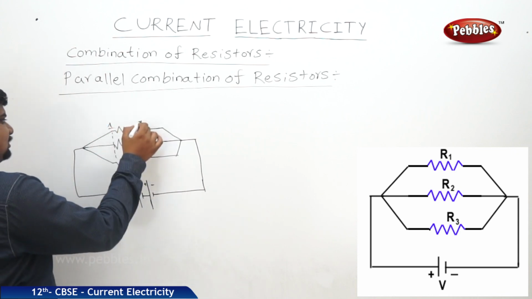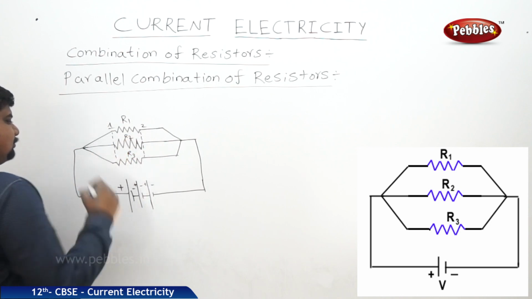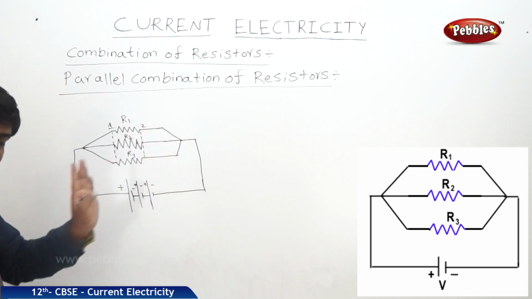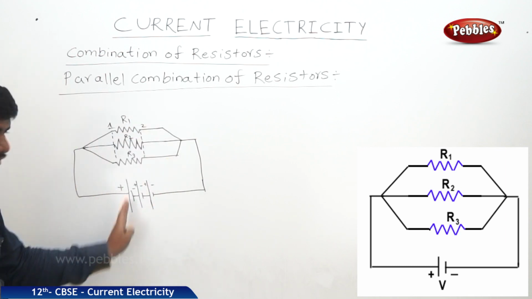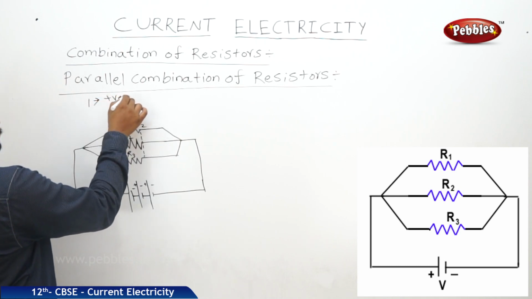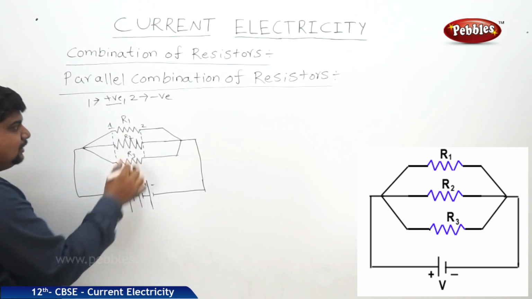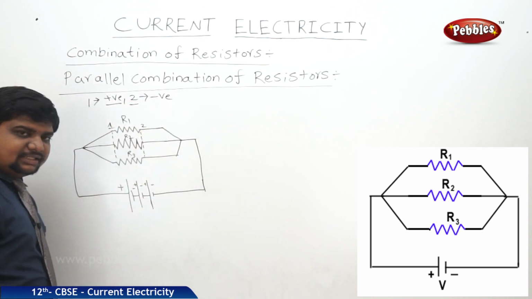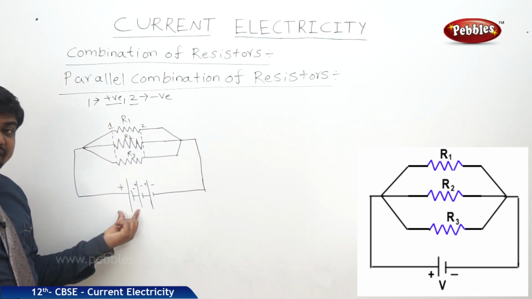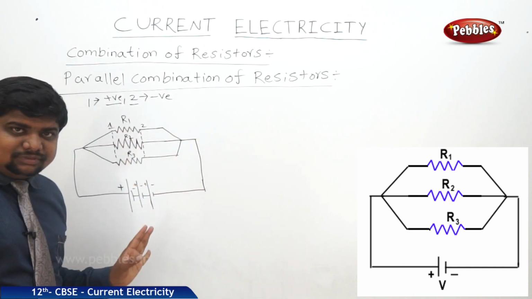These are all the first ends, these are all the second ends. We can say it as R1, R2. All first terminals are connected to the positive here and all second terminals are connected to the negative here, like this. Because all terminals are connected to the common potential, there will be no potential difference. That is an important point we can observe.